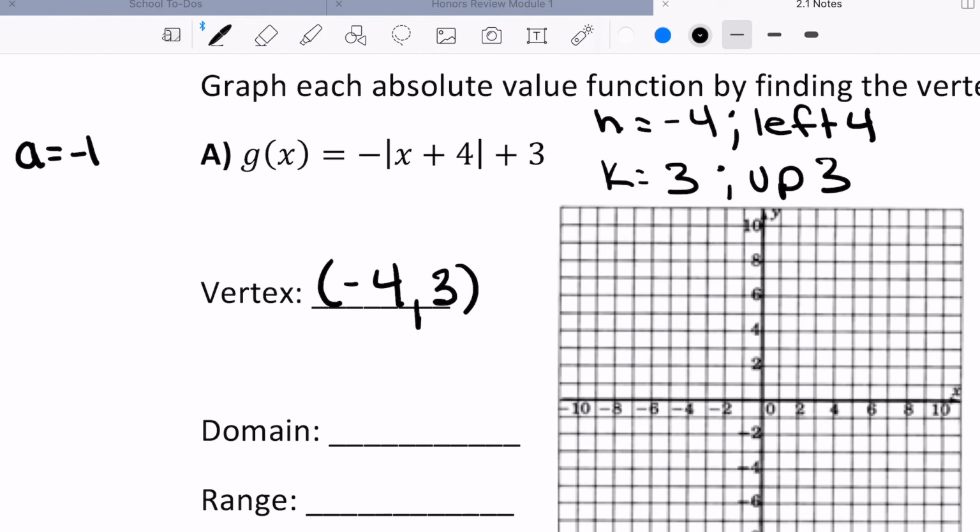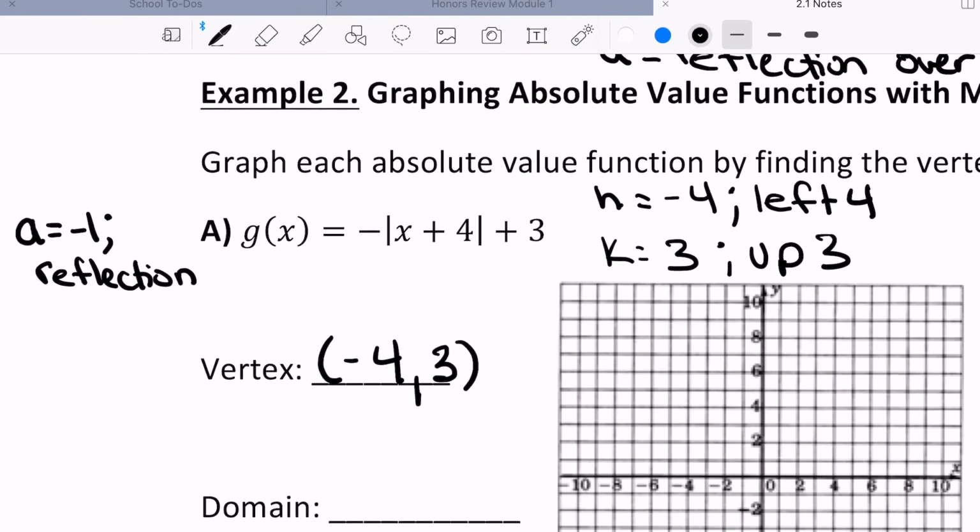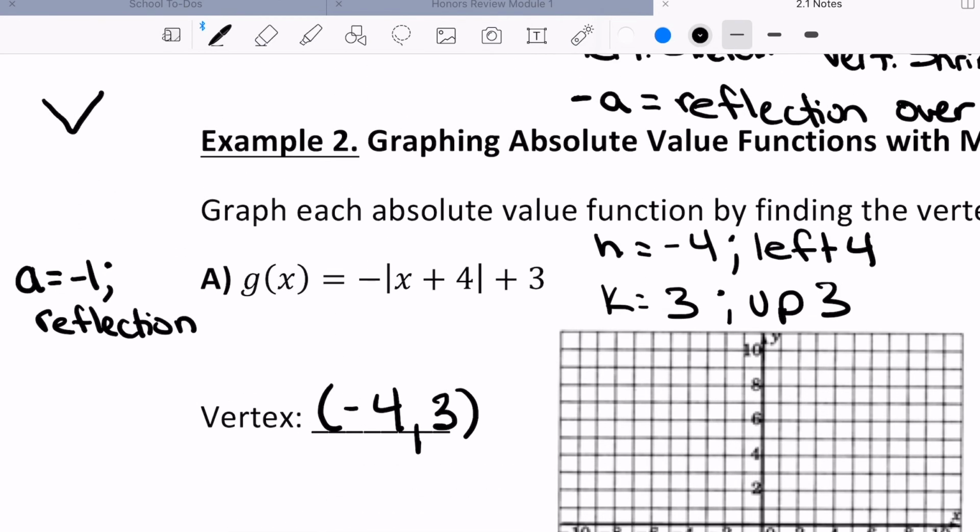First of all, the absolute value of A, the absolute value of negative 1, is positive 1, which does nothing in terms of a stretch or a shrink. However, because it is negative, this is telling us that it's going to cause a reflection. If our parent function opens upwards, a reflection is going to open down. That's all a reflection is.